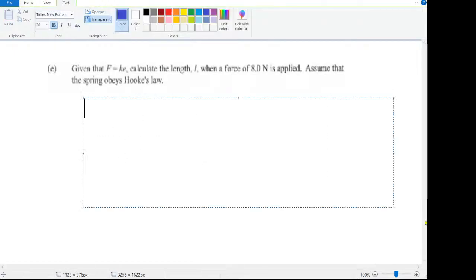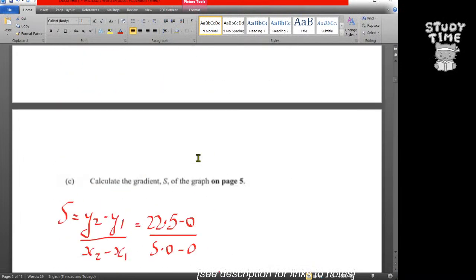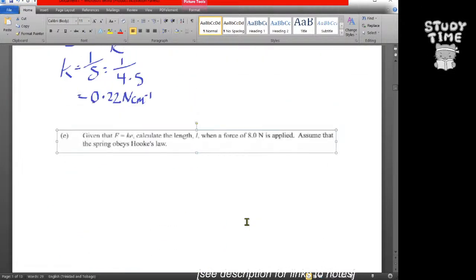Okay, so the first thing I want to put is the initial length, right? Because notice they say extension, they say length. So the initial length we have to check the table for that one. Let me see the table there. So the table, you have to look at the length when it has 0 newtons. That's 70.2 cm, right? So 70.2.